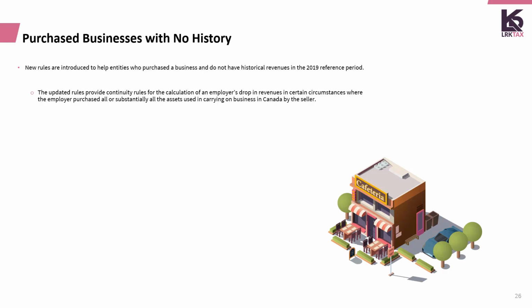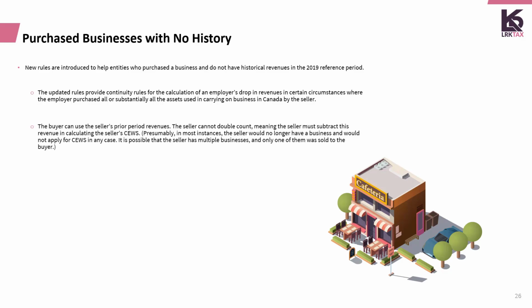It's a little bit of an interesting, complicated area. I won't get too much into it, but one restriction is that the seller cannot double count, meaning that they cannot apply for the CEWS using their 2019 revenues and also allow you to use their revenues to calculate your CEWS. Now, in most cases, once the seller sold their businesses, presumably they wouldn't be applying for the CEWS, but there might be some limited cases where a seller might have multiple lines of businesses and they might still calculate the CEWS. So it's a very interesting and peculiar topic. We just want to point out that if you did buy a business, it's not a guarantee that you won't get the CEWS. There are ways to get it.